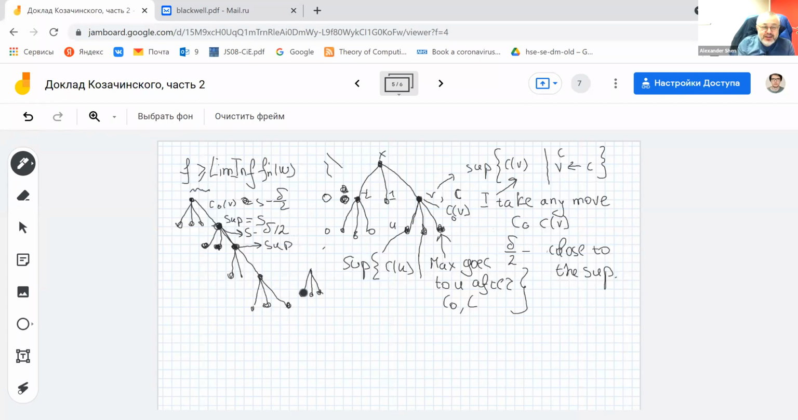On the next level, delta over 8, and the total slack will be delta. Yeah, that's a plan. But what is the problem? We're building a certificate for Max, and for every delta we get a different certificate. No, but we do not want something which is valid for every delta. That is impossible.